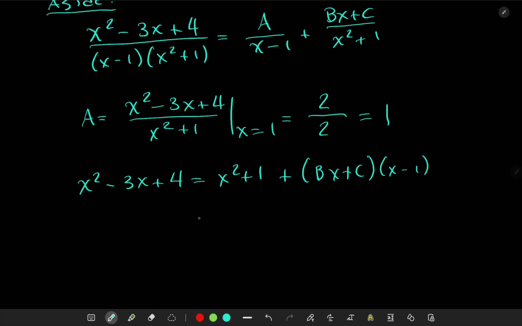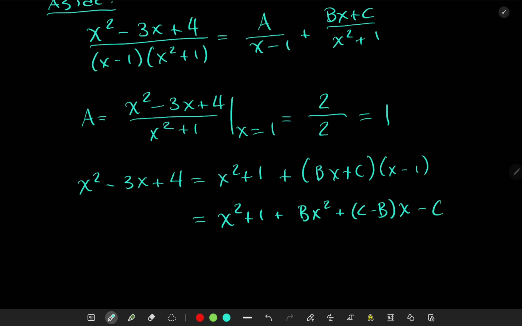So if you don't want to pick a number, the way you would do this is you can FOIL this out. So you get the bx squared. Now for the linear term, you have a c minus b. That comes from c multiplying x, and then bx multiplying -1, so it's c minus b times x, and then the constant term is just going to be minus c.